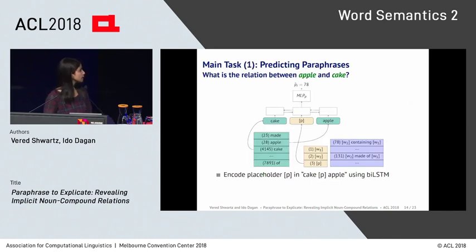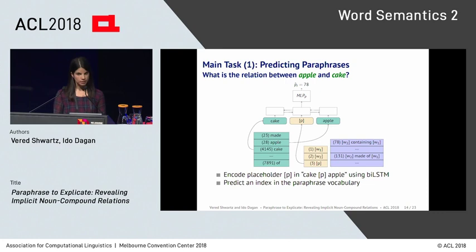This is what the main task looks like. Our paraphrases always start with a placeholder W2. This just happened empirically, but it's probably because W2 is usually the head noun. So it's usually head noun, something, modifier noun. And so what we do here is we encode this missing paraphrase: W2, paraphrase, W1. In this case, it's going to be cake, placeholder P, apple. And we use a BiLSTM to encode it. And then we take the output vector of the input of the placeholder, and we feed that into an MLP that tries to predict an index in the paraphrase vocabulary.